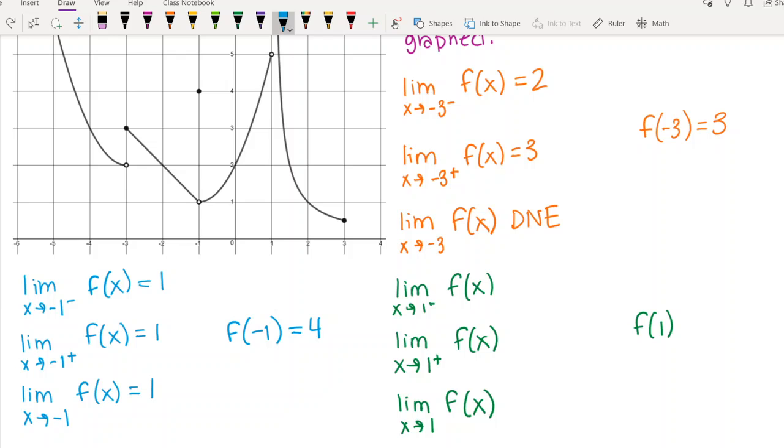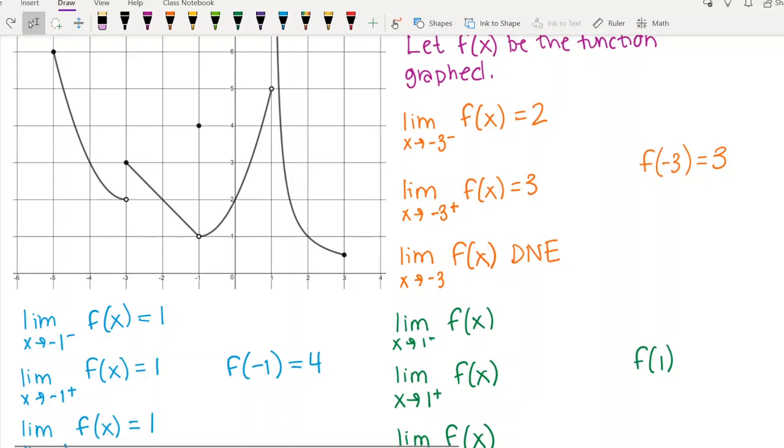Okay, last few, and these ones bring up something slightly different. First is the limit as x approaches 1 from the left. If we look at this, we're coming in this way, and we're seeing that the y values are getting closer and closer to 5. So the limit as x approaches 1 from the left is equal to 5.